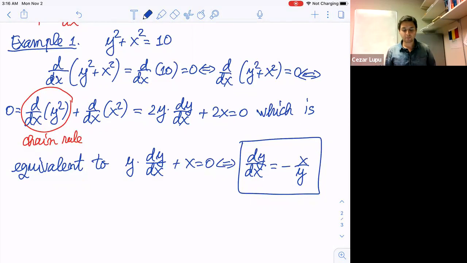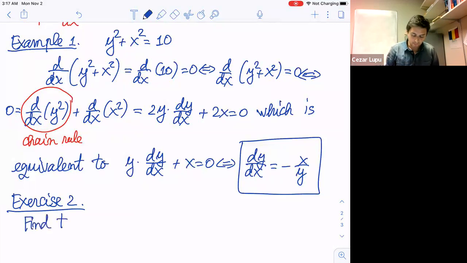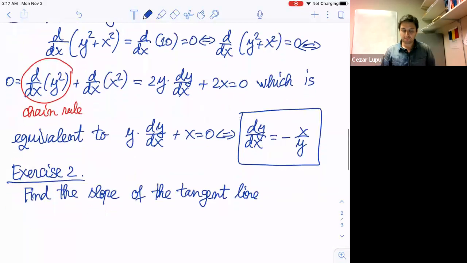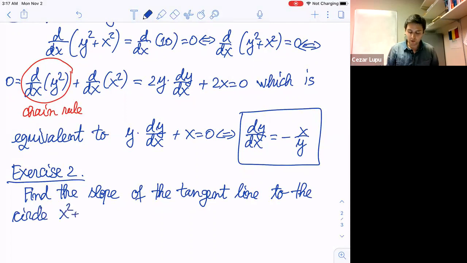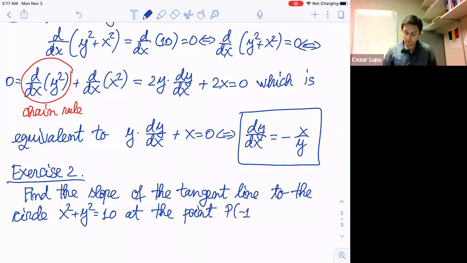I want you to look at the example again. Well, it's not a big deal. And now let's see another. So this was example 1, and now exercise 2. I will alternate examples, exercises, and so on. Now the exercise asks us the following: find the slope of the tangent line to the circle x squared plus y squared equals 10, at the point P of coordinates -1 and 3.